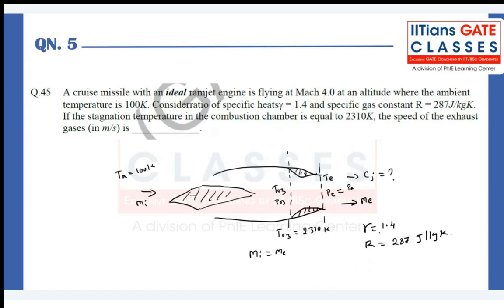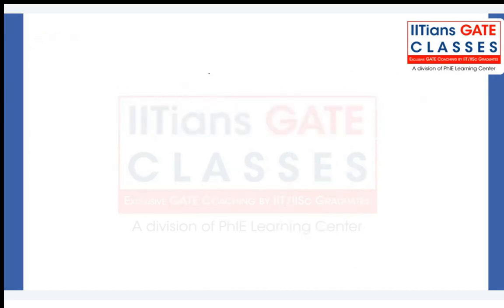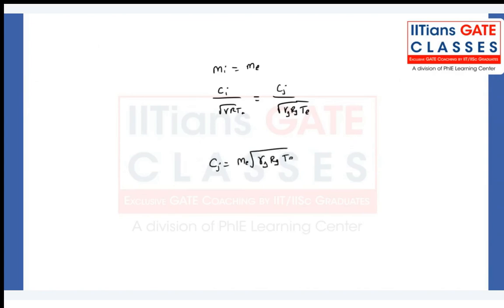So from the ideal ramjet condition, MI is equal to ME, that is nothing but Ci divided by root of gamma R Ta, which should be equal to Cj divided by root of gamma_g R_g times Te. And if I want to calculate Cj, I can calculate it like that: ME times root of gamma_g R_g Te. So this is the straightforward way. And the only unknown we have here is Te.